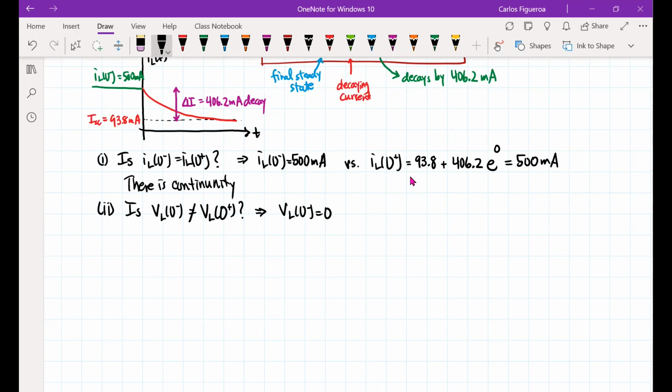So now the question is, we want to compare this to the inductor voltage at 0 plus. So this we're going to have to calculate. Now the calculation shows that it should be L di/dt at 0 plus. So if I compute that, here's what I get.